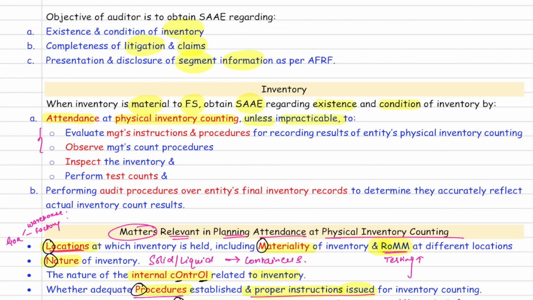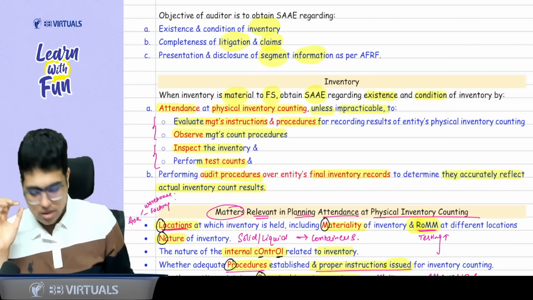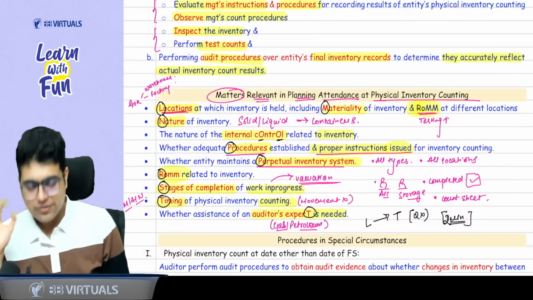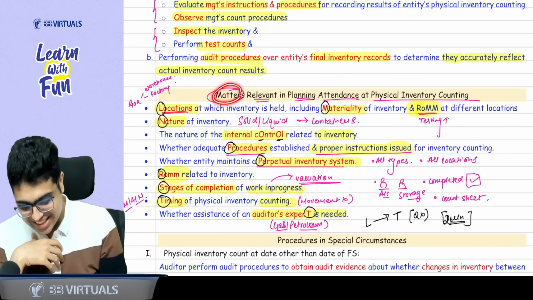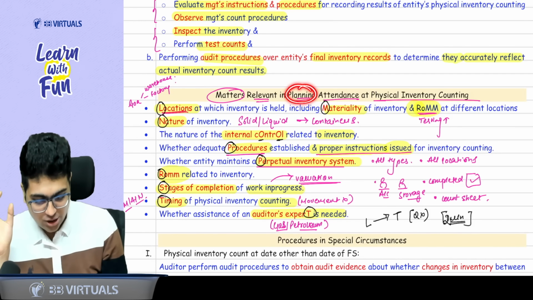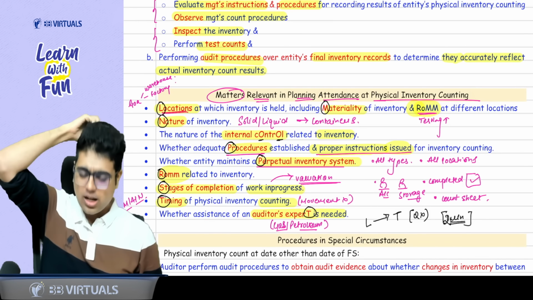Two procedures within the cabin: evaluate management's instructions and procedures, and observe the inventory count. Two procedures outside the cabin: inspect the inventory and perform test counts. Then you perform procedures over the final inventory records to check whether they accurately reflect the actual inventory count results. Easy? Yes, sir. Now, whenever you are going for an inventory count, there are certain matters you consider to plan your attendance at the inventory count. What are these matters?